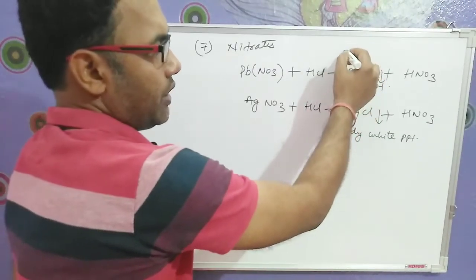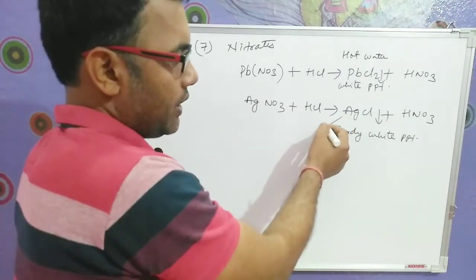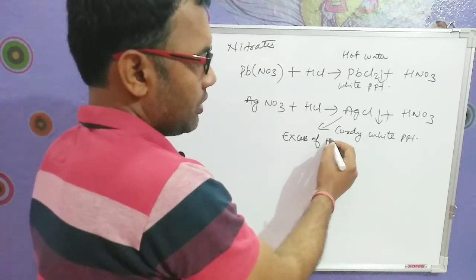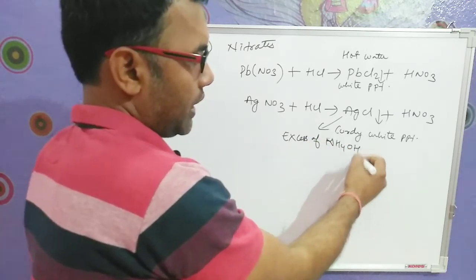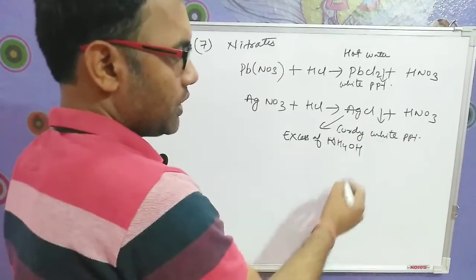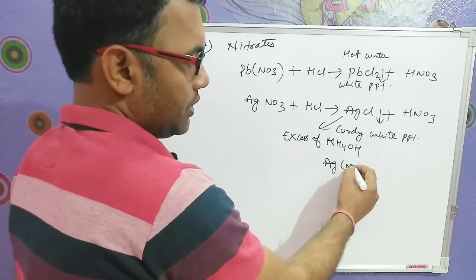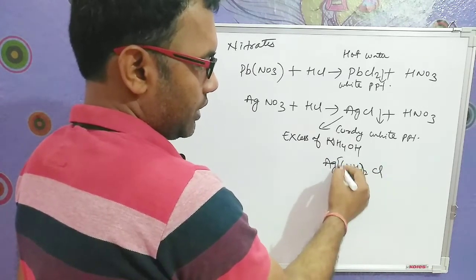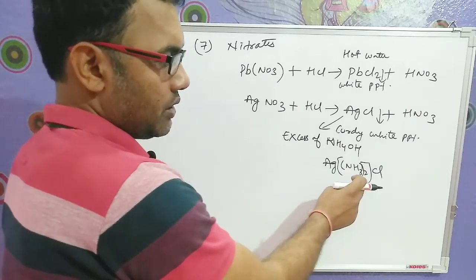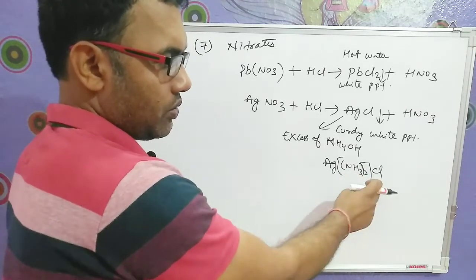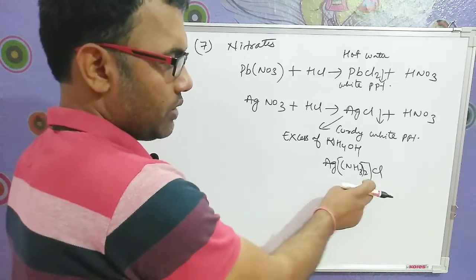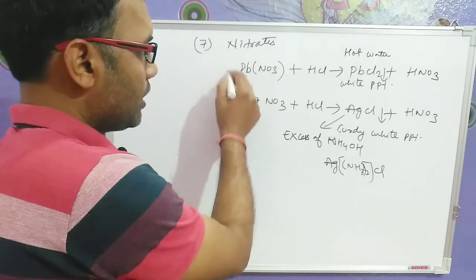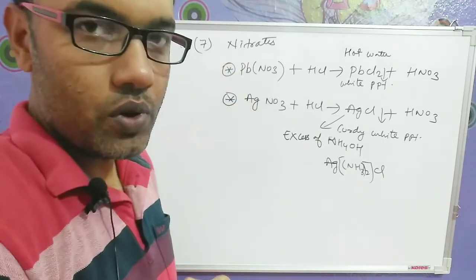AgCl will be dissolving in excess of ammonium hydroxide. And when it is dissolving, what product is it forming? It is forming Ag(NH3)2Cl. Okay, now this is known as diamine silver chloride. Okay, once again, diamine silver chloride, which is a soluble product there. So students, these two equations are very important from your board point of view.